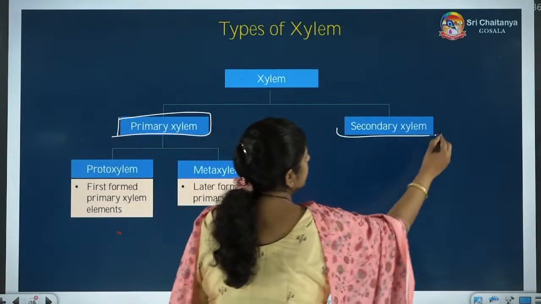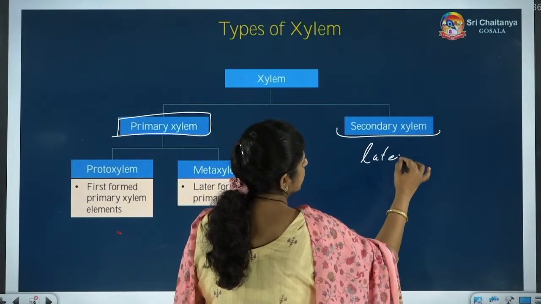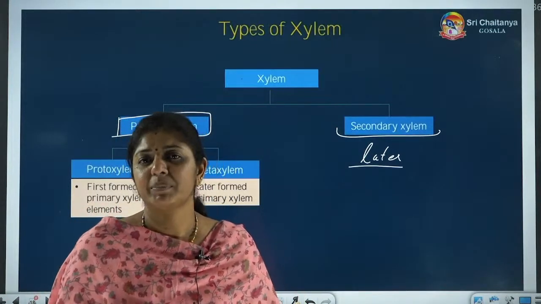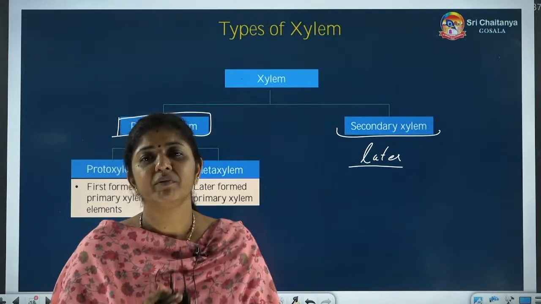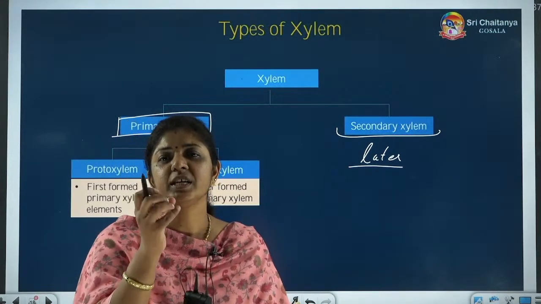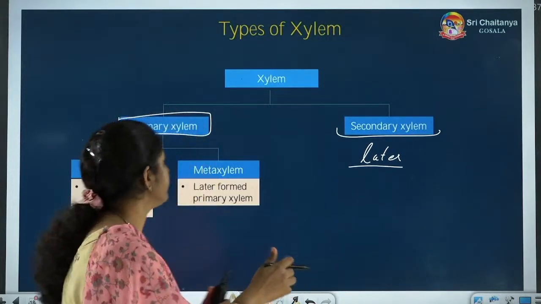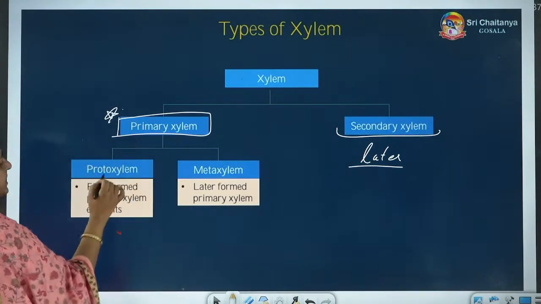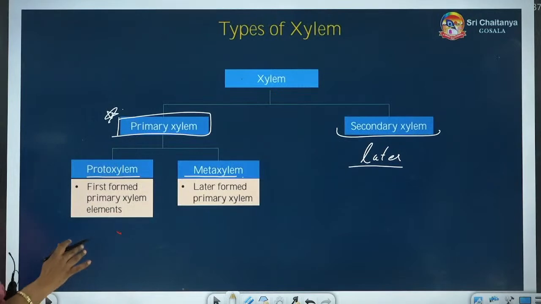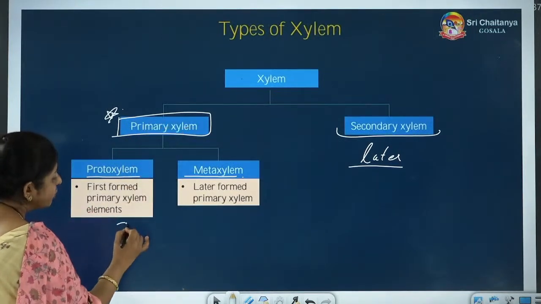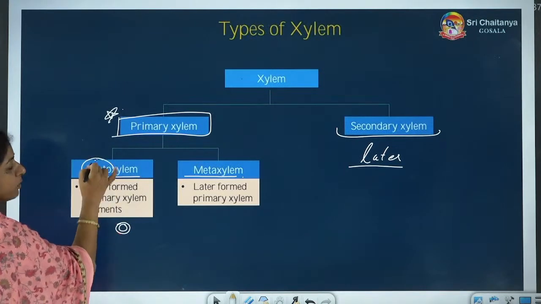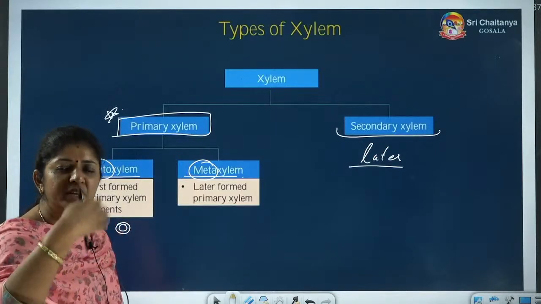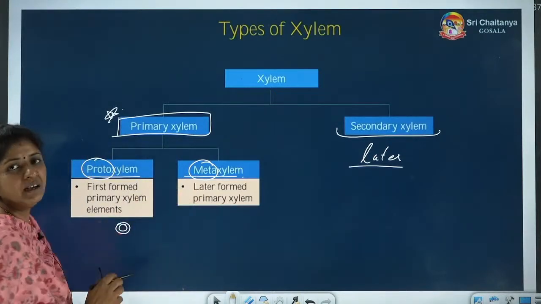And secondary xylem will form later in life. Later in life, when this lateral growth happens, at that time whatever xylem develops, that you call it as secondary xylem. But which is formed from the beginning, when your seeds sprout a small seedling, at that time they are having the primary xylem over there, right? Now see, the primary xylem has two components. One is the protoxylem. Within the primary xylem, the protoxylem will form first. See the word proto. Proto means first. And after change, meta means change. After the change, what is formed, that you call it as metaxylem.